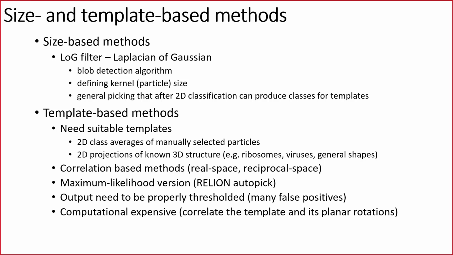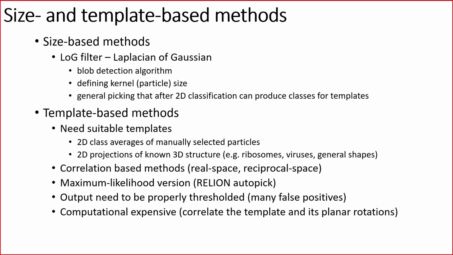Also, if you have a structure that is very similar to an already known structure, for example a ribosome or virus, then you can generate 2D projections at a certain sampling rate from a 3D structure, and use these as a template for the template matching or the particle selection. The selection is based either on correlation between these two or the maximum likelihood version. We will speak about the maximum likelihood method a little bit later today.